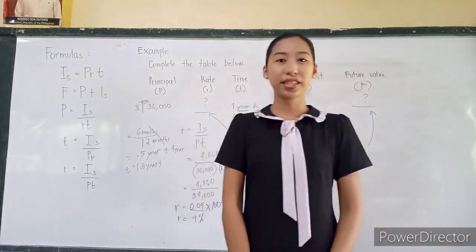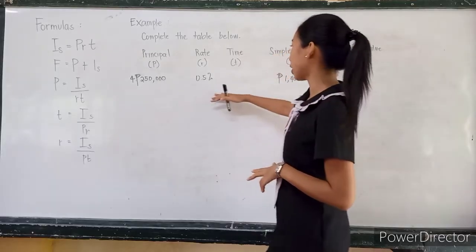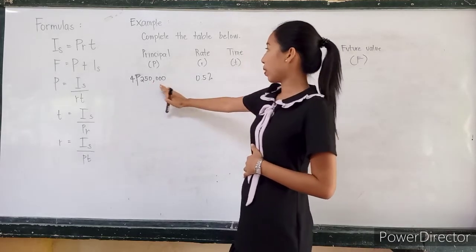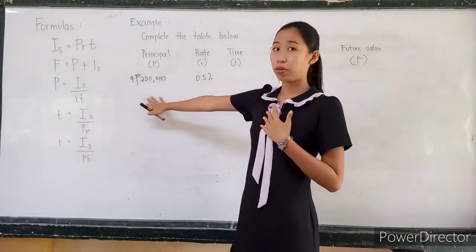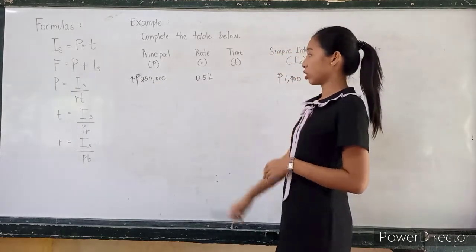Okay? Let's proceed to our example number 4. Here we are presented with another problem. No? However, we already have our principal, which is 250,000 pesos. We have our rate, which is 0.5%.